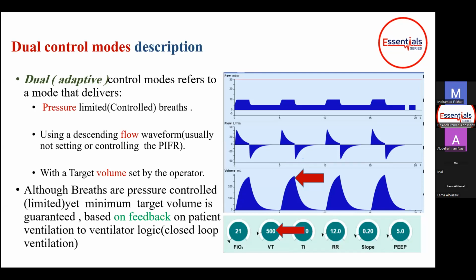So dual control modes are pressure control modes, but their pressure limit is not fixed. It increases or decreases according to the lung compliance to achieve the target tidal volume set by the operator.